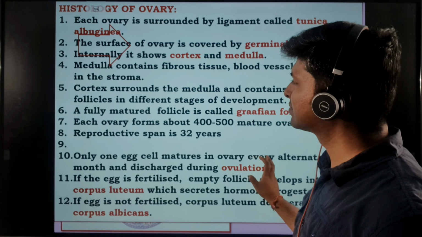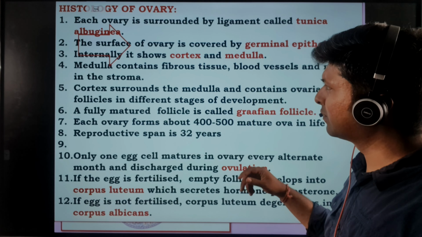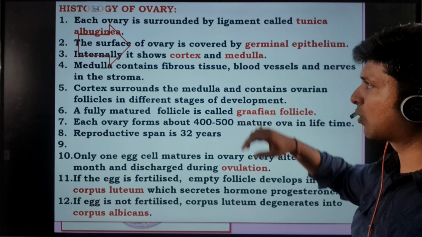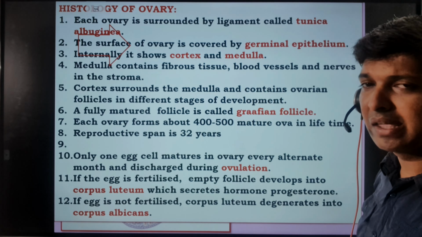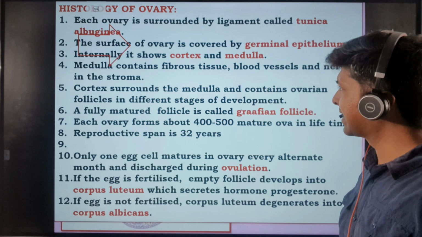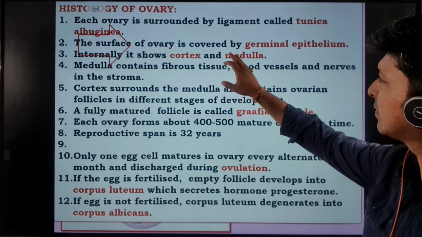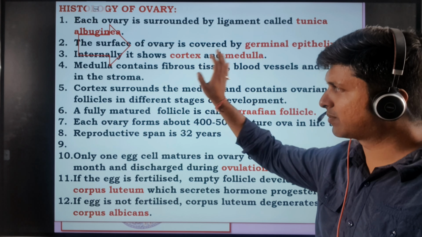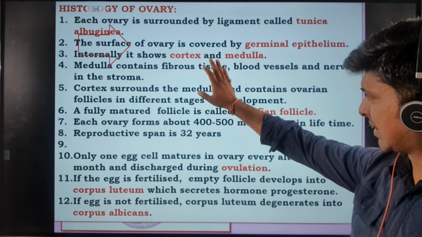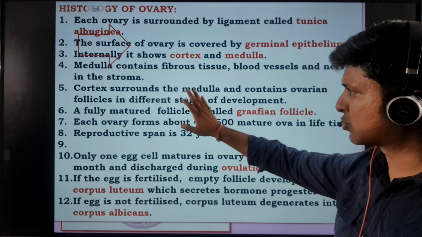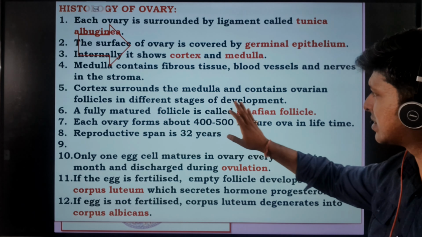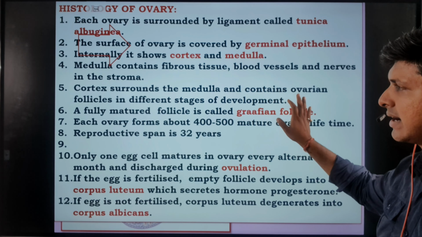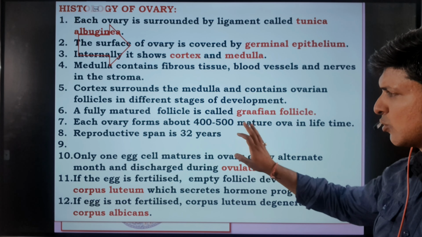Then let's move on to the histology of ovaries. Each ovary is surrounded by a ligament called tunica albuginea, just like we had in the testes. Then the surface of the ovary is covered by germinal epithelium. It shows cortex and medulla, cortex the outer part, medulla the internal part. The medulla consists of fibrous tissue, blood vessels, and nerves in the stroma. And the cortex surrounds the medulla and contains ovarian follicles. Nothing much to explain over here.